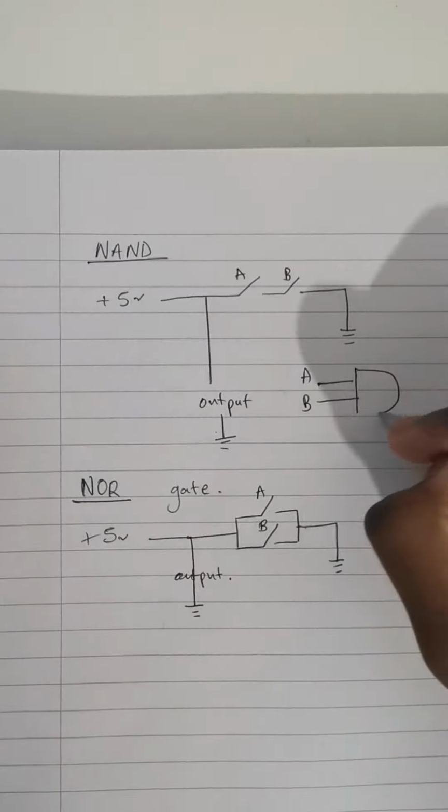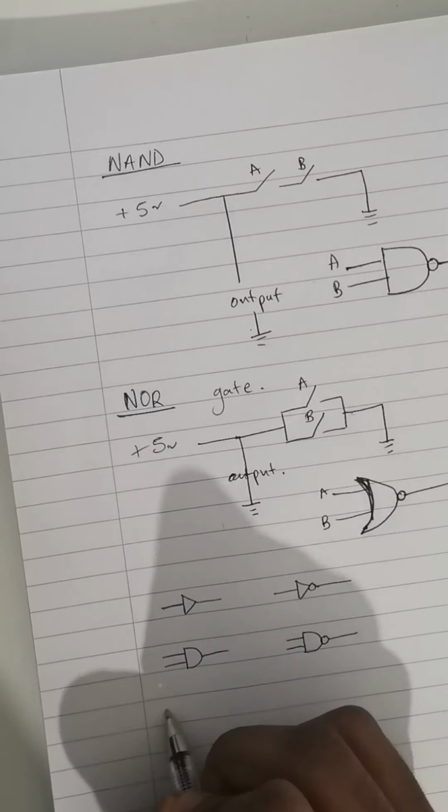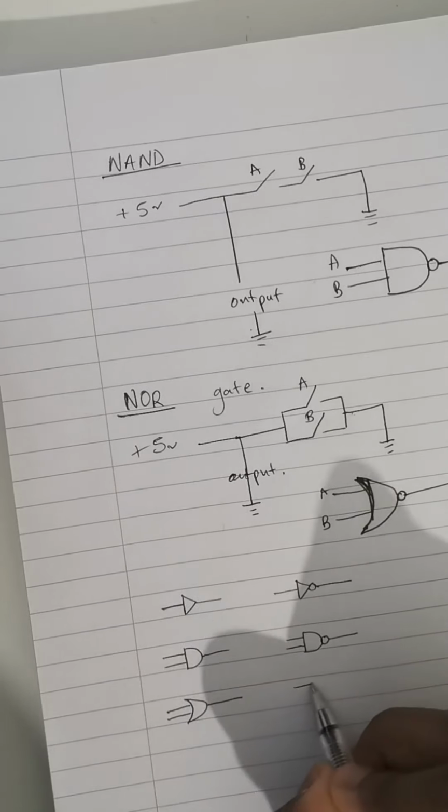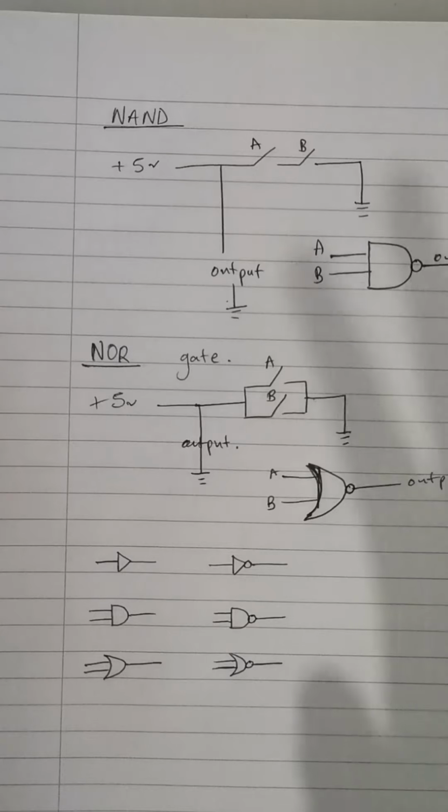Okay, so now we have 6 logic gates. What we call the buffer circuit and its opposite, which is the NOT gate. What we call the AND circuit, and its inverse, what we call the NAND circuit. And then the OR circuit, with its inverse being the NOR circuit. And that's all you need to know regarding logic gates. It doesn't get any more complex from here.